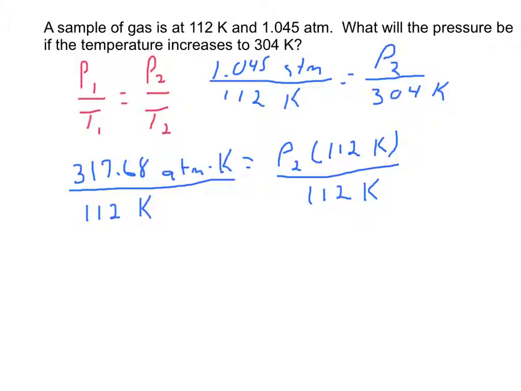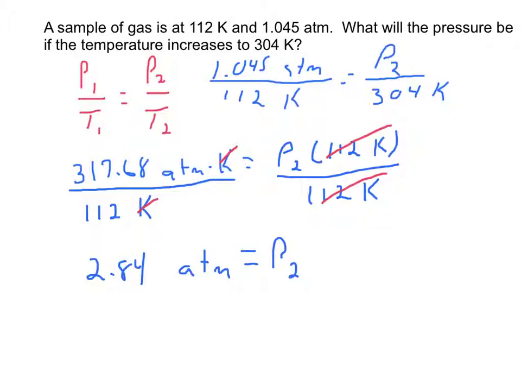Now I can see that my 112K on the right has completely canceled out, leaving me with just P2. I can also see that my units on the left side have a little canceling out. The Kelvins go away, leaving me with just atmospheres. And now I just need to do the math. 317.68 divided by 112 to get my final answer, which is 2.84. And that would be my final answer.